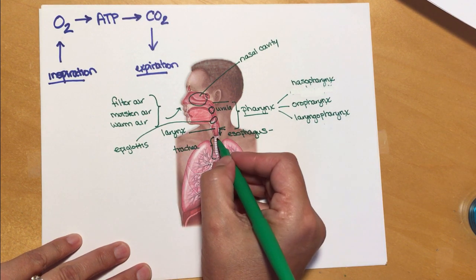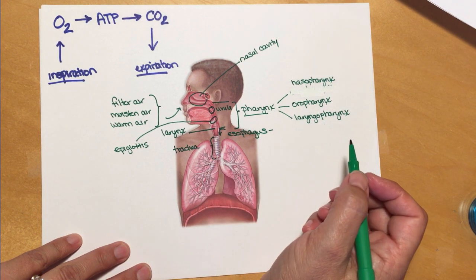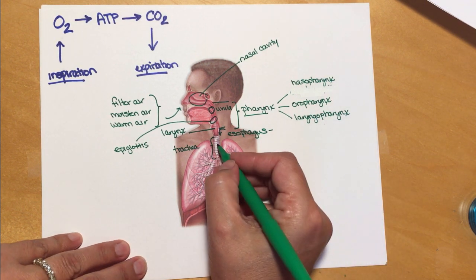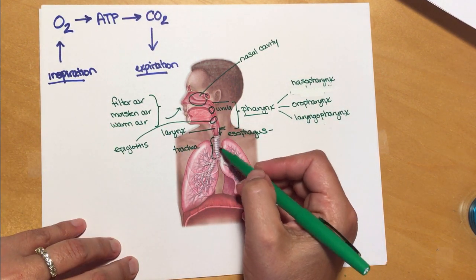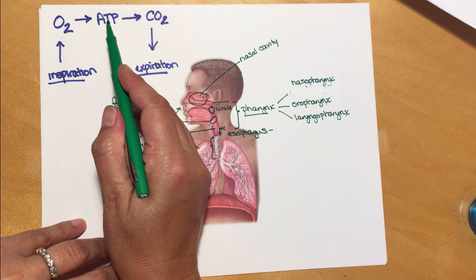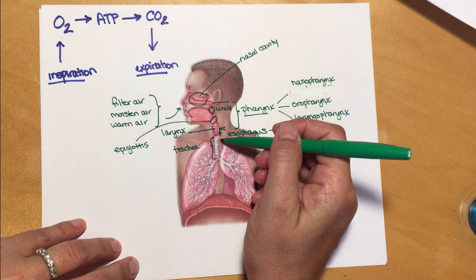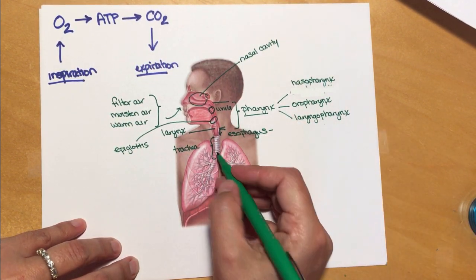The trachea is the windpipe, and it is surrounded by C-shaped pieces of hyaline cartilage that are going to hold the windpipe open. Again, we want to maintain our airway. No oxygen, no ATP, no life. You don't want this to become crushed.